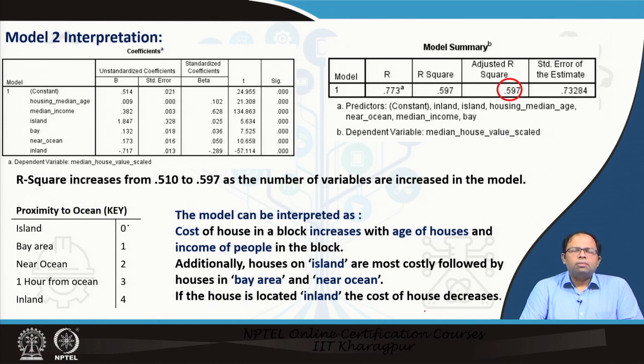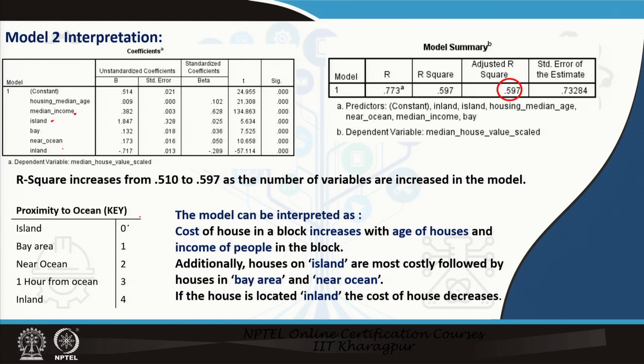Now, regression models are not sacrosanct. We can always change the structure of the regression model. For example, over here we have added some more variables. In addition to median age and median income, we have added this categorical variable: island, bay, near ocean and inland. So, these are the 4 categories that have been added. Once we add this, we see that the R square value has increased from 0.510 to 0.597, and also these variables are significant.